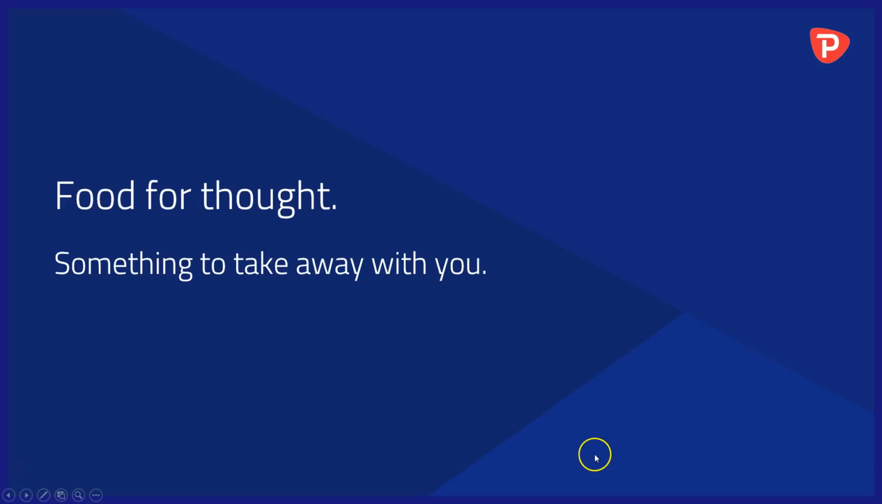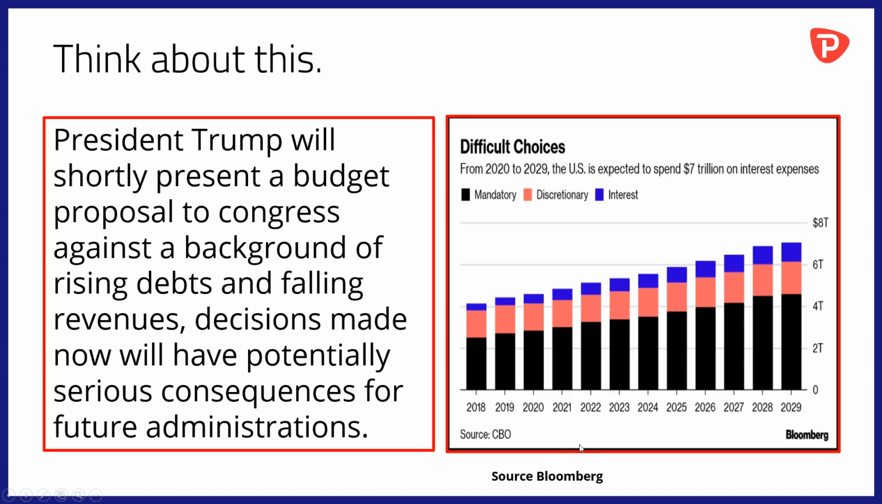Okay, food for thought and something to take away with you into the trading day and beyond, and why not think about this? President Trump will shortly present a budget proposal to Congress against a background of rising government debts and falling government revenues even. Decisions made now will have potentially serious consequences for future administrations in the US.